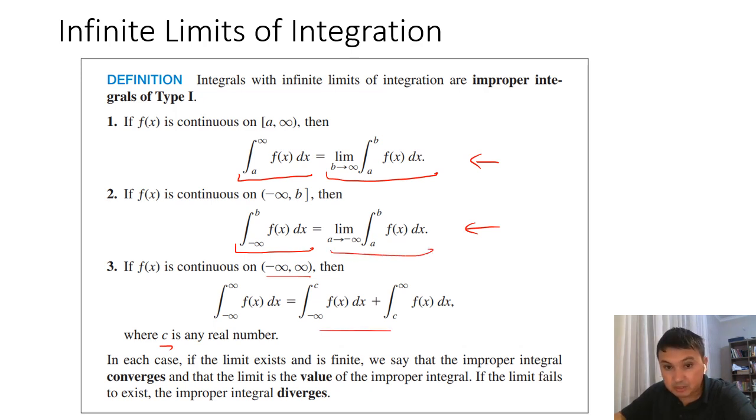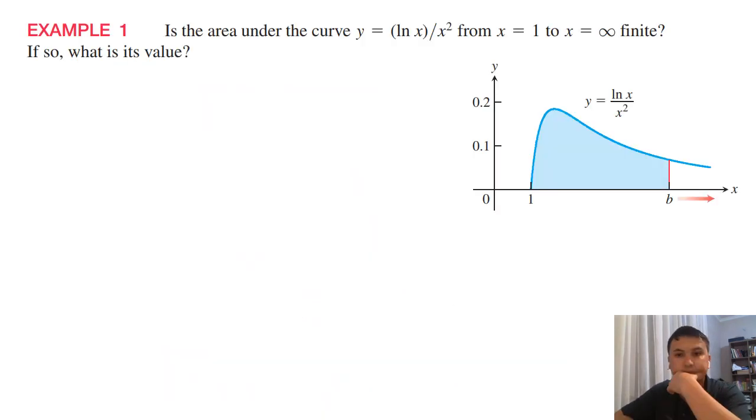If I manage to find the limits, if they exist, I say that the improper integrals converge. Otherwise, if these limits don't exist, at least one of them fails to exist, then I call that this improper integral divergent, or it diverges.